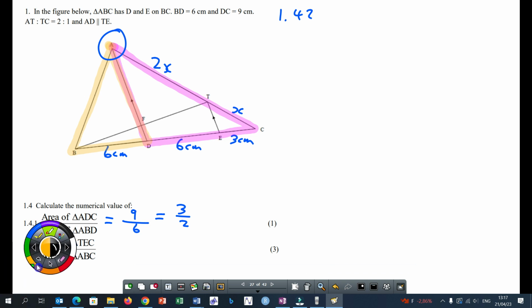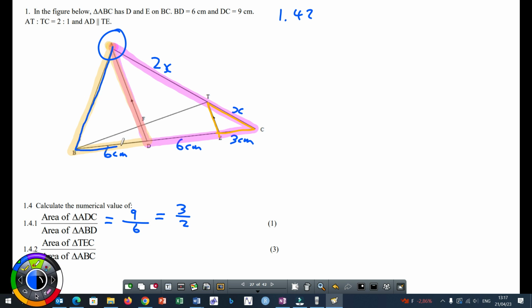Okay? So, the next one now, so let me do it on the next page. I think I've got enough space. So 1.4.2, the area of triangle TEC. So I need to identify where is my TEC. So TEC is this small triangle here. That's TEC. Then ABC is the bigger one. Then this is very, very easy.